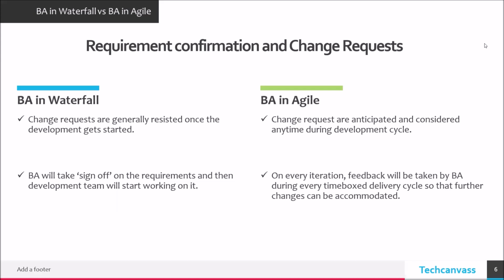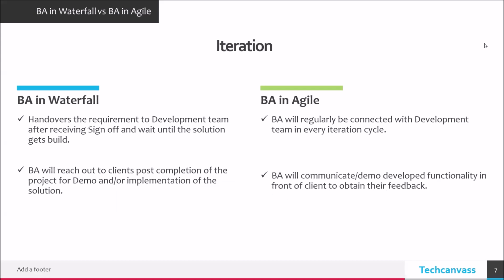We have talked about iteration and sprints. Let's understand what is iteration. In Waterfall, there is no term called iteration. Business analyst has to wait until the solution gets built. It can take weeks or months' time. Client UAT testing, implementation, training, these all will occur post entire development completion.